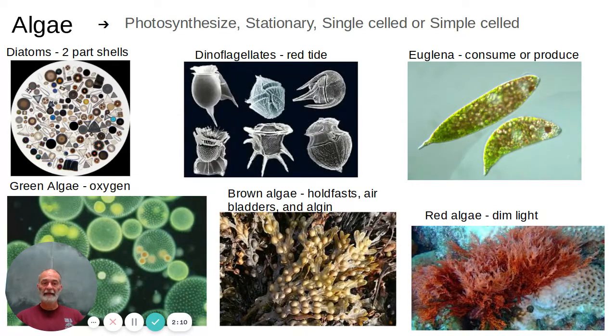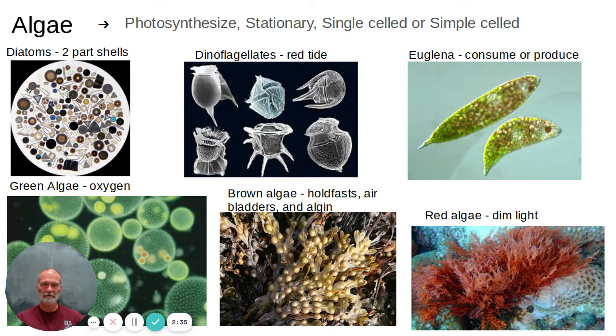The first one are the algae. They have a few characteristics that make them plant-like. They photosynthesize. They're stationary, just like plants. They don't move. And they're either single-celled or simple-celled. So there are 6 main groups. There's the diatoms, the ones that you find in your toothpaste and other polishes and cleaners. So if you brushed your teeth today, you may have had diatoms in your mouth.